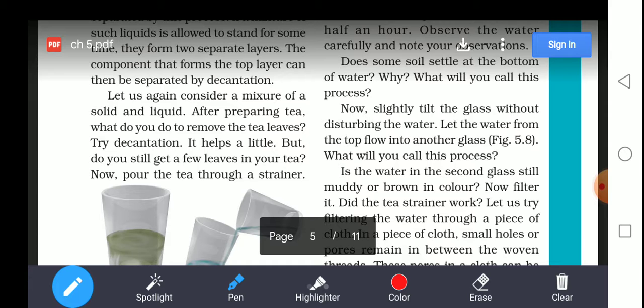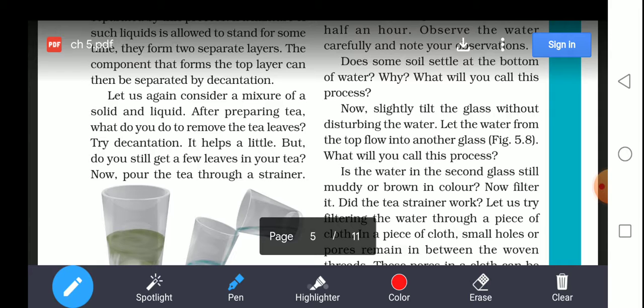Decantation means what? If you add water to rice, what happens? Some dust particles will remain on the water, and that can be removed by the process of decantation. In the top layer, by tilting the glass, we can remove the water. So that is the process of removing the impurities from the solution. That process is called decantation.